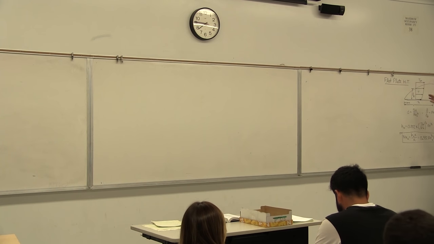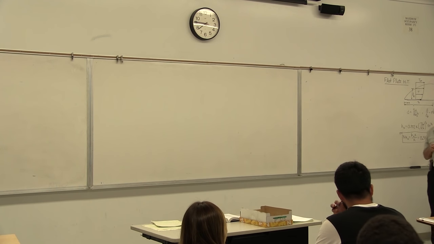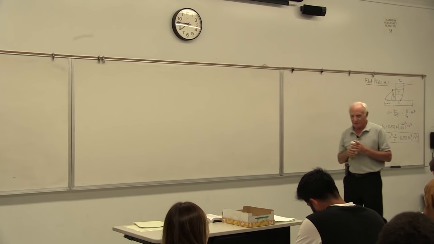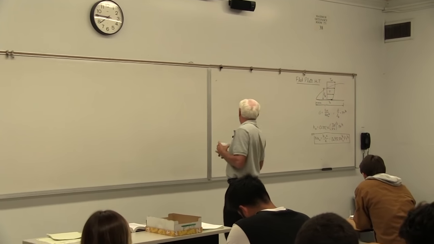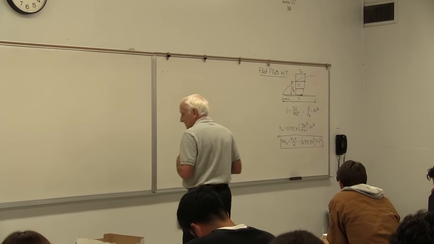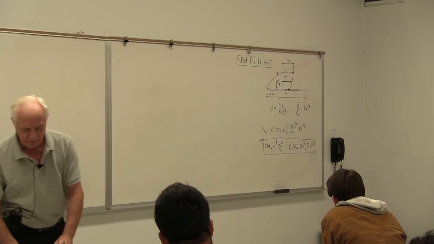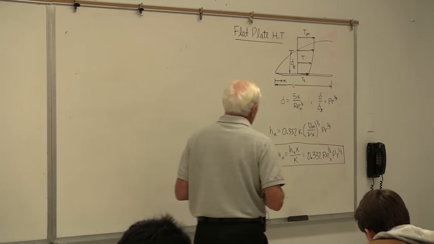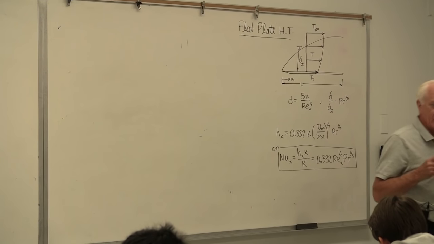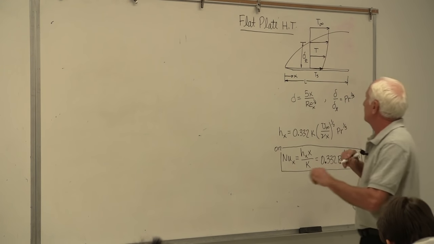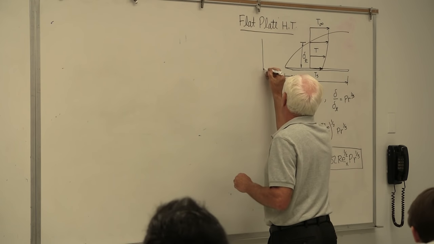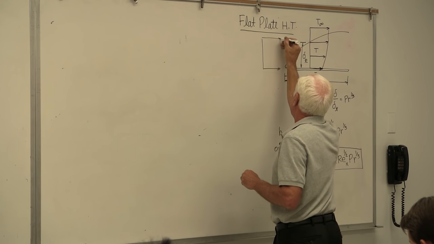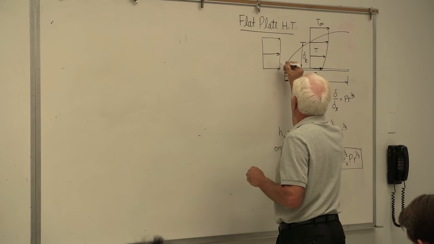We have flow over a flat plate. It's the simplest possible geometry. What happens is we're looking at the temperature field now, because this is ME415. In ME312 fluid mechanics, we looked at the velocity field. But for the temperature field, the approaching temperature field is T infinity. It's uniform.